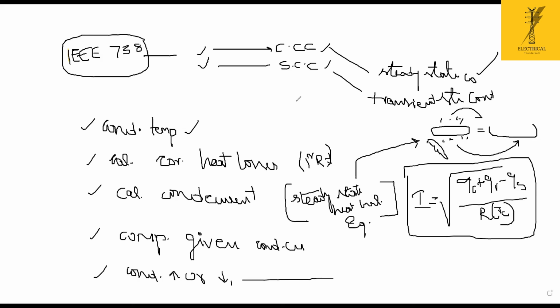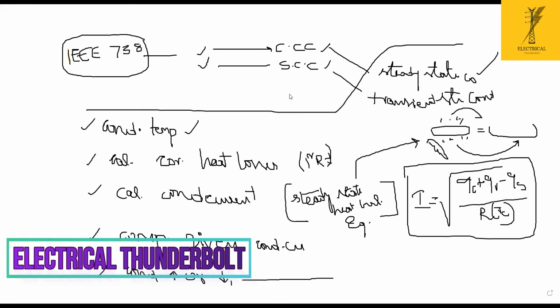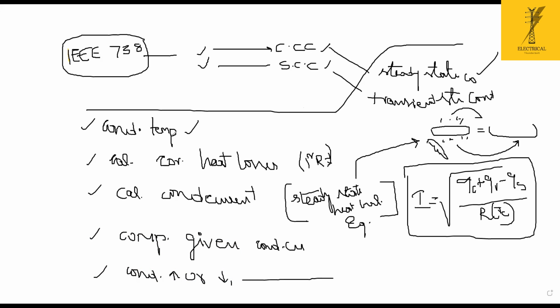Thank you. So this is the steady state approach. And for those preparing for interviews, the conductor sizing and current carrying capacity are done as per IEEE 738. We have to focus on two things: one is the current carrying capacity of the conductor, and the second is how much short circuit current that conductor can withstand.